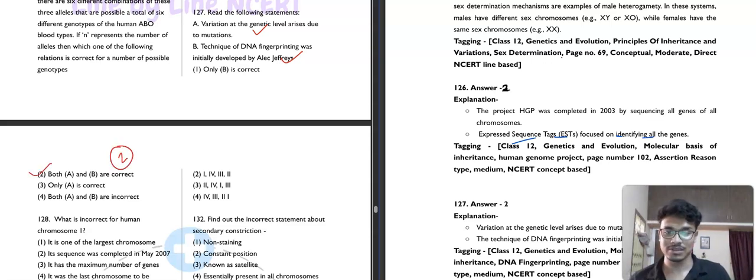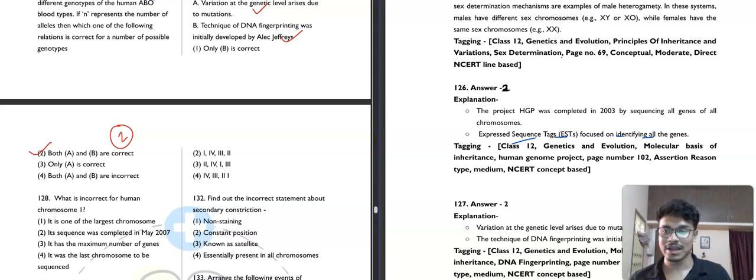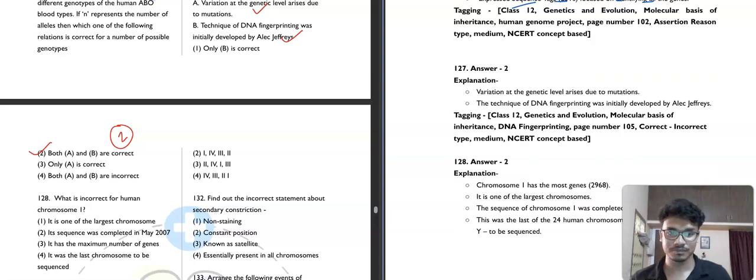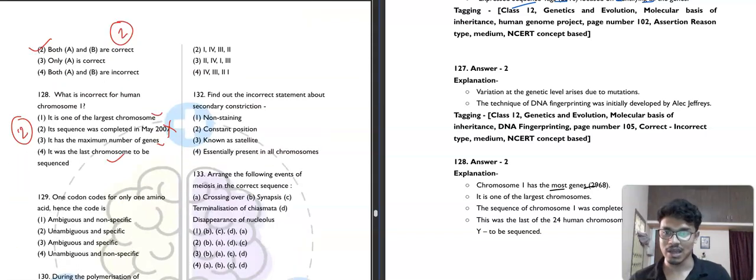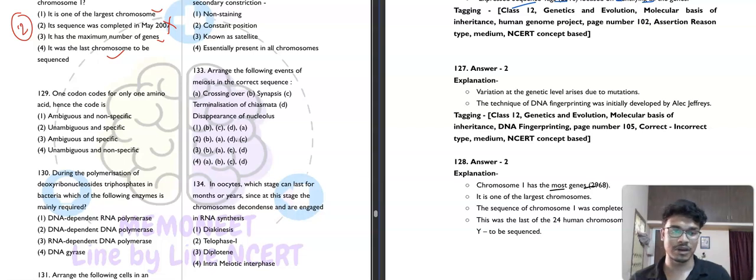Then question 128. What is incorrect for human chromosome 1? Human chromosome 1 has the most genes, and its sequence was completed in 2007. No, its sequence was completed in May 2006. It has the maximum number of genes. Okay, it is correct. It was the last chromosome to be sequenced. It is also correct. So second option will be your correct answer, which is incorrect about chromosome 1.